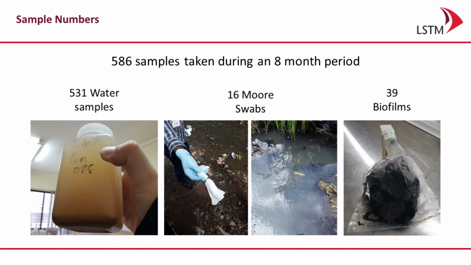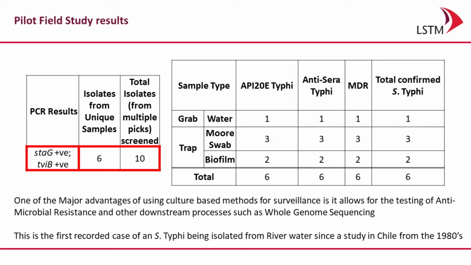Using data from 2016 to identify hotspots of transmission by mapping patients' households to rivers in Blantyre, samples including 1 litre water samples, moore swabs, and biofilms were collected. Over an 8-month period, 6 strains of S. typhi were identified from rivers, 1 from a water filtrate, 3 from moore swabs, and 2 from biofilms.